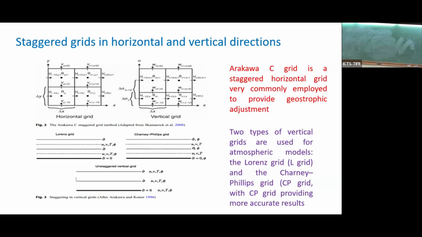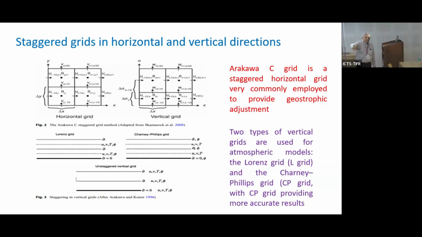Now there are two different ways in which to vertically stagger dependent variables. One is called the Lorentz grid. In the Lorentz grid, each layer has a mid level, and at the end of the layer sigma dot is prescribed. At the midpoint you have u, v, t and phi prescribed. This is called the Lorentz grid. There's another grid called the Charney-Phillips grid or the CP grid, in which the sigma dot and geopotential are prescribed at the model layers. At the midpoint of the model layers you have u, v and temperature. Now this is the preferred grid.